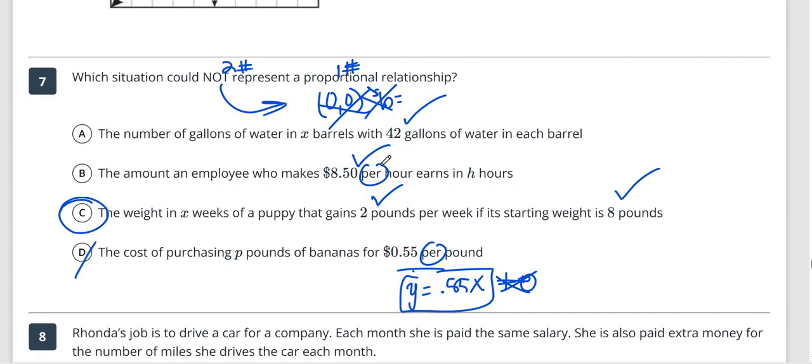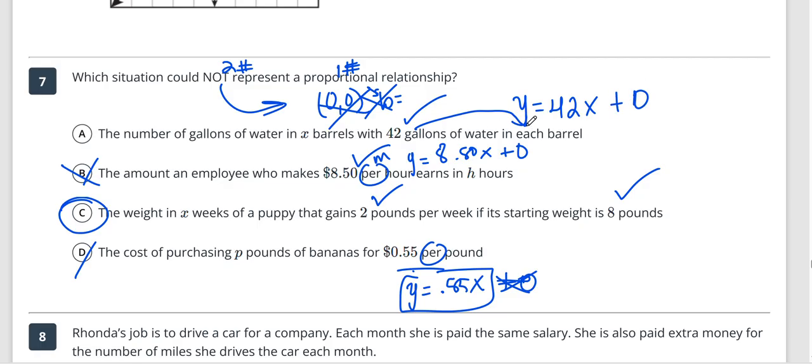$8.50 per. That's going to identify your slope, right? So we're going to have y equals 8.50x. That one's proportional because I'd have plus 0 here. Now, they want one that's not proportional. And then 42 gallons each, so it's going to be 42x. So y is equal to 42x, and plus b is 0, because again, there's no other number.